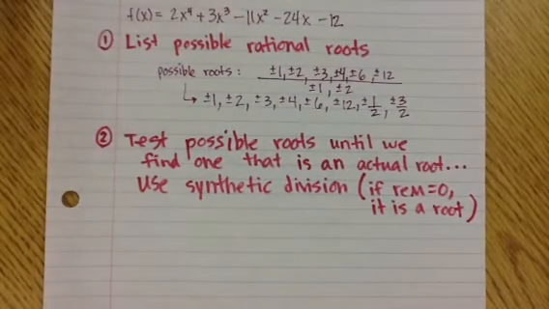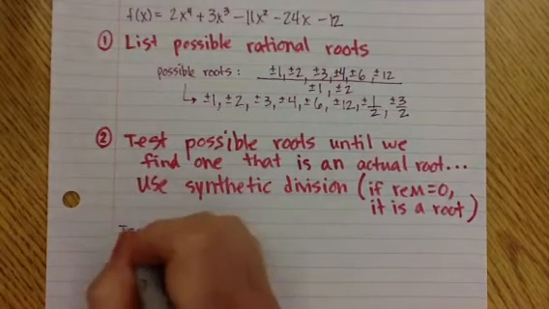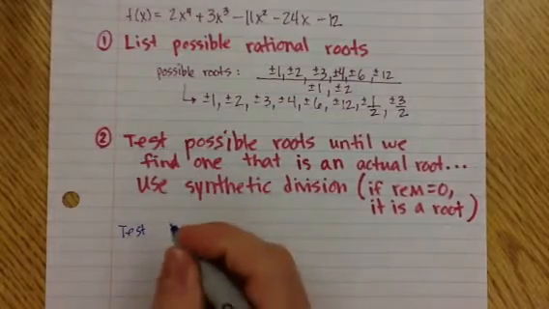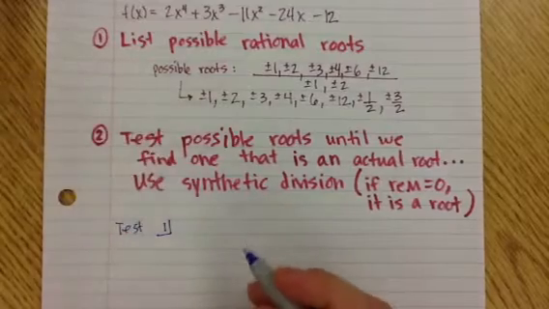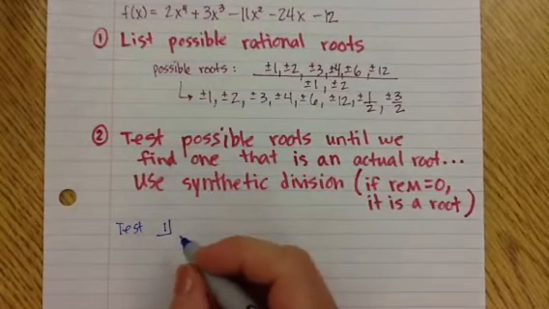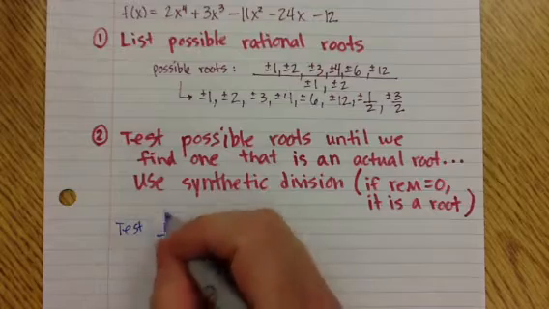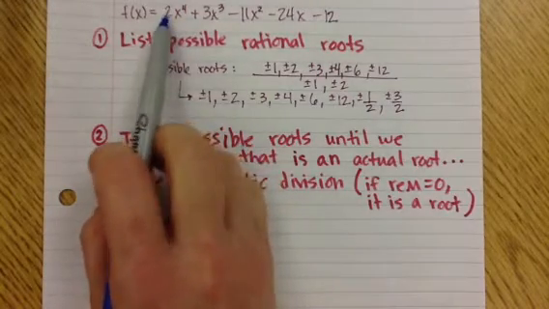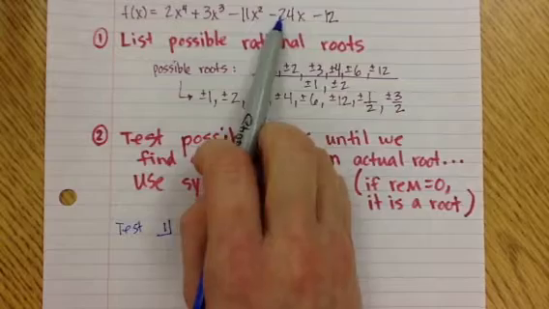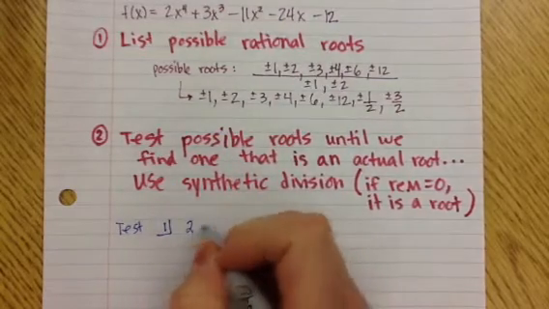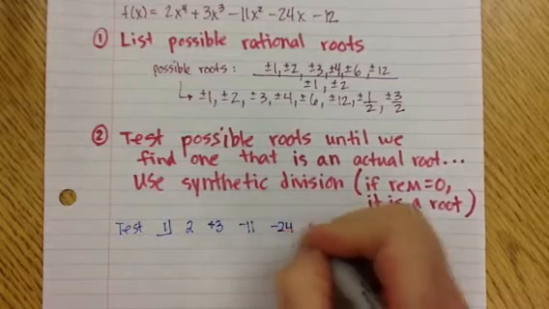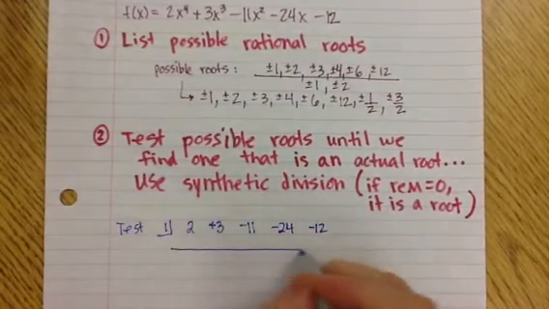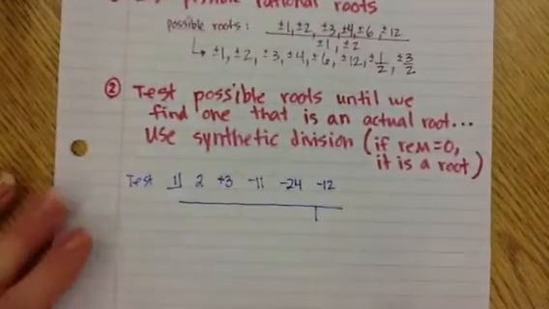So let's go through some testing. Let's test 1. We'll just start somewhere, and it doesn't really matter where you start, and it doesn't matter if you test the same values as someone else. So we put 1 in a box, and then we're going to list our coefficients: 2, 3, negative 11, negative 24, negative 12. Make sure that if you have any gaps, you use that placeholder of 0 for any missing terms. Okay, so we'll test this.